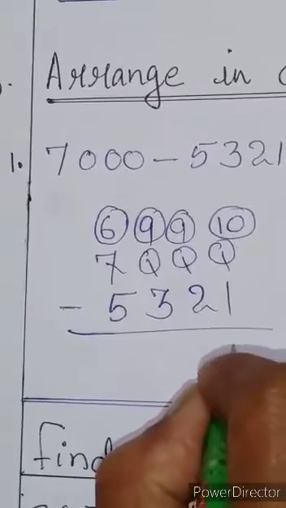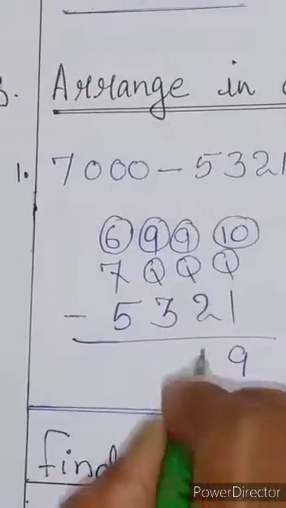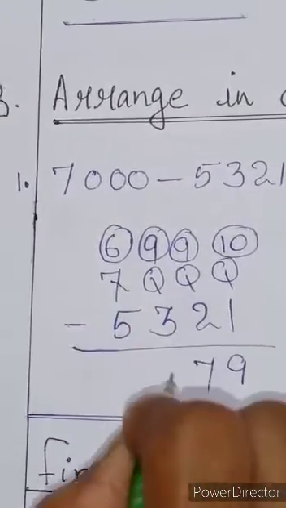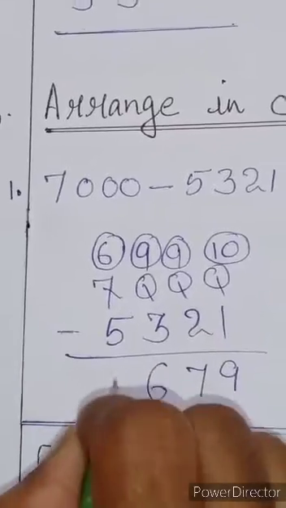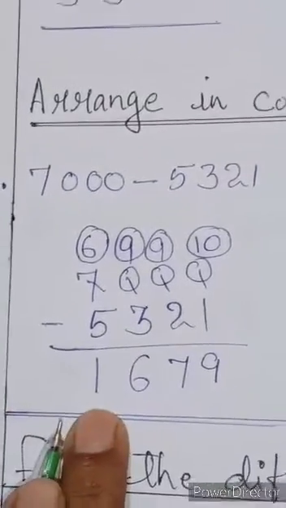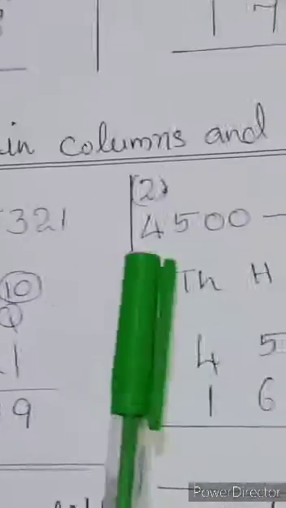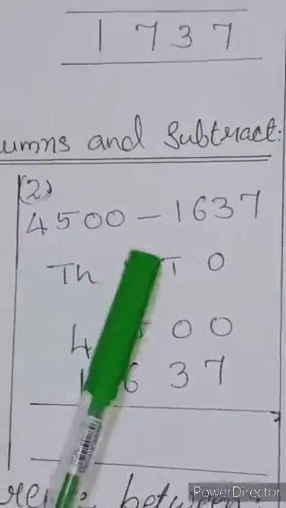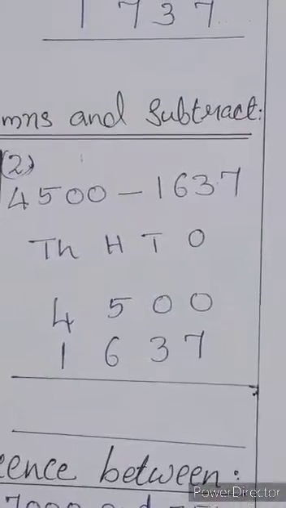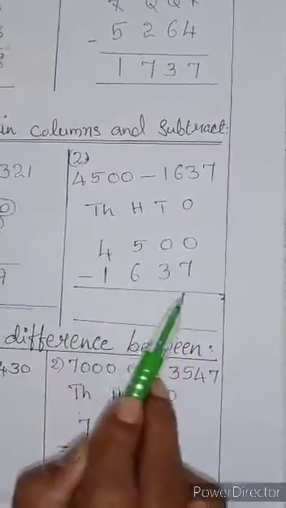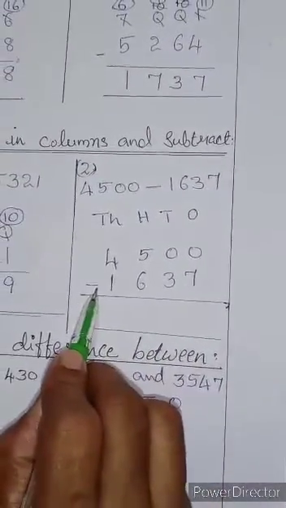Now 10 minus 1, 9. 9 minus 2, 7. 9 minus 3, 6. 6 minus 5, 1. So your answer is 1679. You can see the second question. 4500 minus 1637. You write the numbers like this, then put minus sign here.